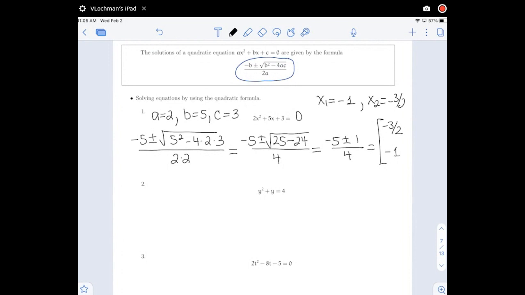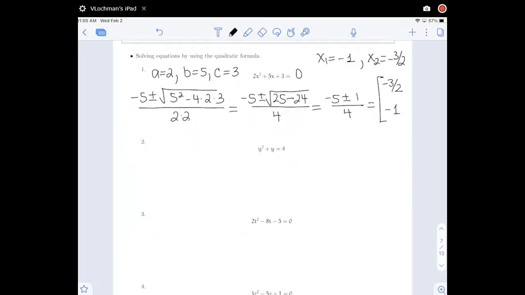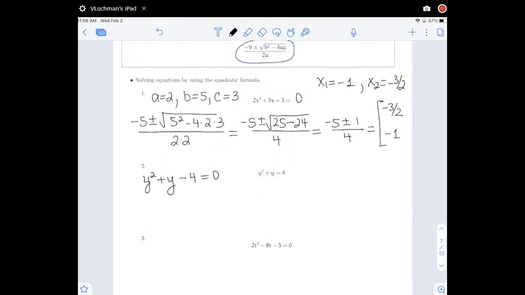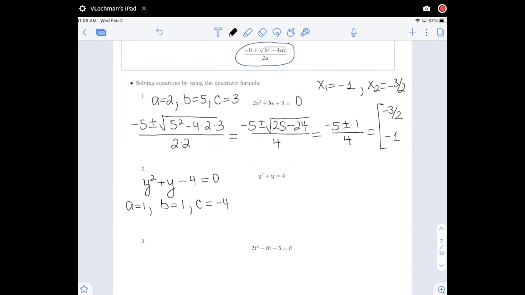All right, let's go ahead and solve two more problems, and then I'll leave one for you guys for extra practice. So let's say we have the following: y squared plus y, and I'm going to move that 4 to the other side, so this becomes negative. Again, for the first few problems, I'm going to label my coefficients. A is 1, B is 1, C is negative 4. Okay. So now I'm going to apply this quadratic formula.